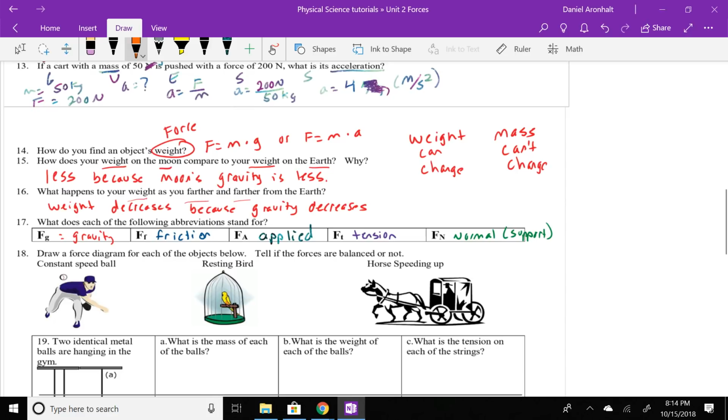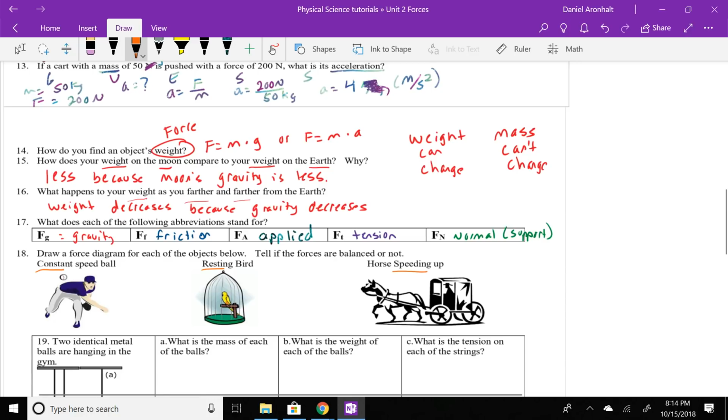Draw a force diagram of the object. Tell if the forces are balanced or not. Now, how can we know? The answer to this is really simple. Look at the words it's telling you: constant, resting, speeding up. That should tell you whether the objects are balanced or not.